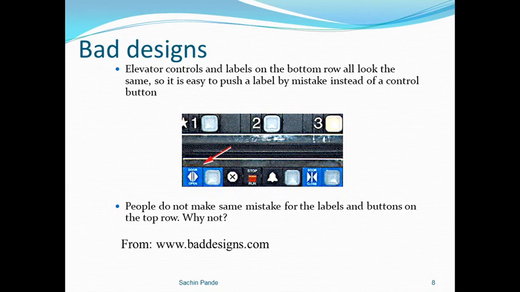Now what is the problem? The problem is written on the top: elevator controls and labels on the bottom row all look the same, so it is easy to push a label by mistake instead of a control button. Say you are in a hurry and you find that somebody is rushing to the elevator, you are already in and you want the door to be kept open, so you are in a rush to press that button. Instead of pressing the button to keep the door open, you would end up pressing the label which says door open, because it is very intuitive. So this mistake might happen with any of these things. When you want to do something, you will end up doing the wrong thing. So people do make mistakes with the labels and the buttons on the top row. So why not? This generally happens.